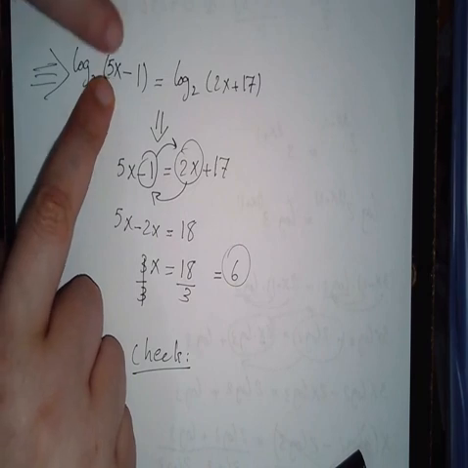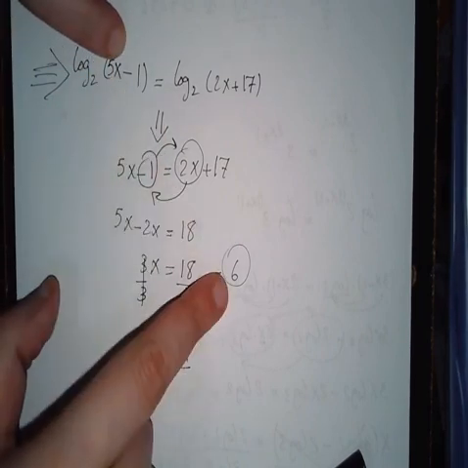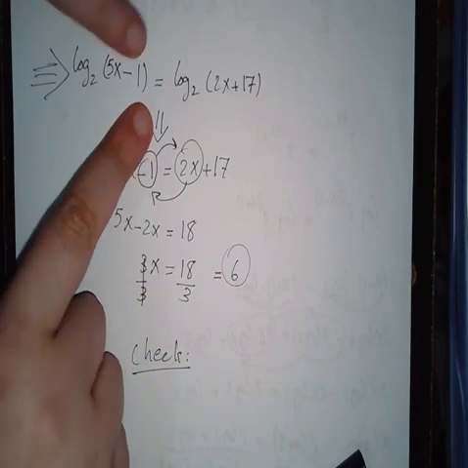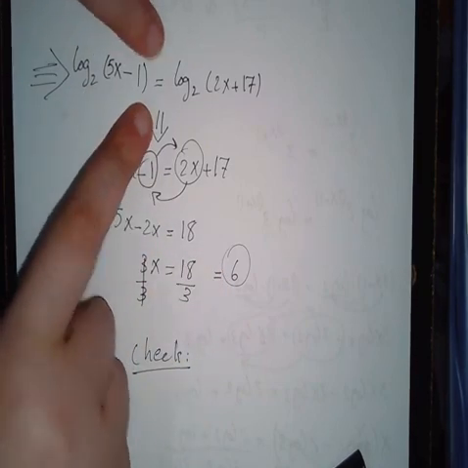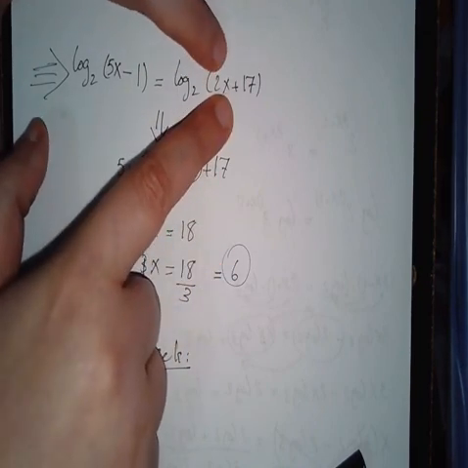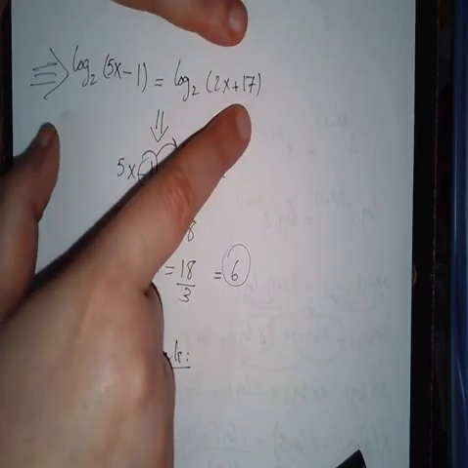So over here we have what? Log base 2 of 5 times 6, which is 30, minus 1, 29. So it's log base 2 of 29. On this side, 6 times the 2 is what? 12 plus 17, that's 29. So log base 2 of 29.